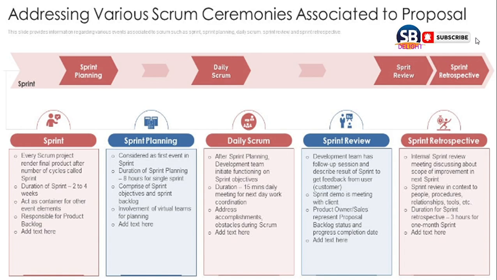Sprint retrospective means an internal sprint review meeting, with a decision about the scope of implementation in the next sprint. That means based on this sprint, how we need to improve for the next sprints. Like that we will discuss it here. And then the next sprint review covers people, procedure, relationships, tools, etc. The sprint retrospective takes 3 hours for a 1 month sprint. That means a 1 month sprint will take a minimum of 3 hours. Then we will add the text.